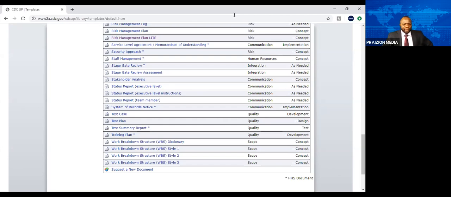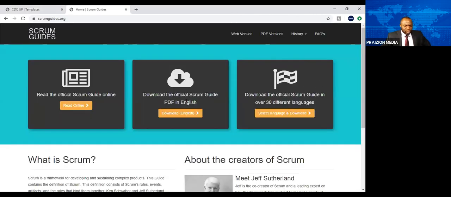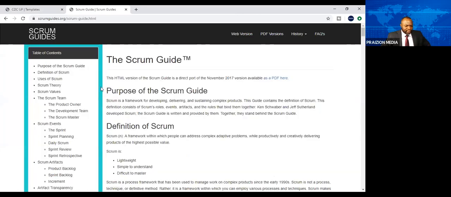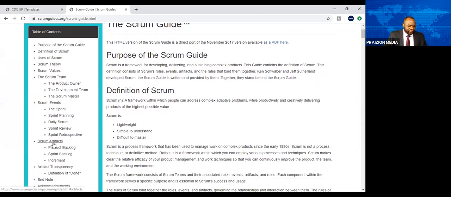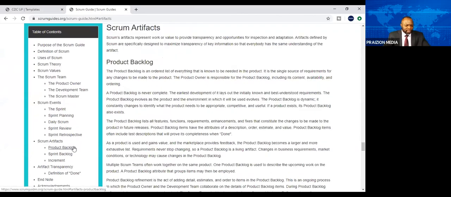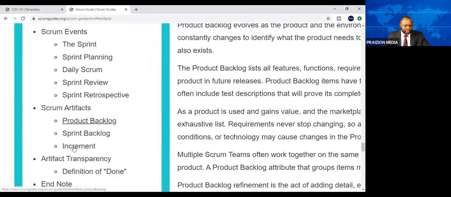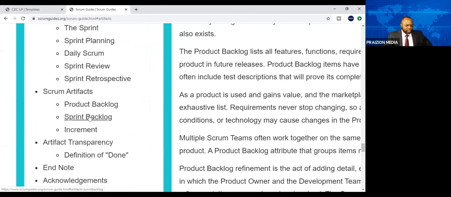Let us go to the web page that was put together by Jeff and Ken, the creators of Scrum. Take a look at this page, and let's read the Scrum guide. This is the Scrum guide. Let's go to Scrum artifacts. Can you see the Scrum artifacts talked about here? You've got a product backlog, a sprint backlog, and the increment, and those are your artifacts.